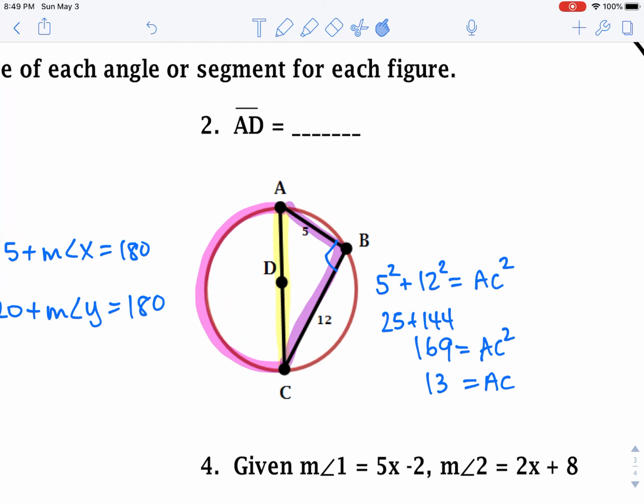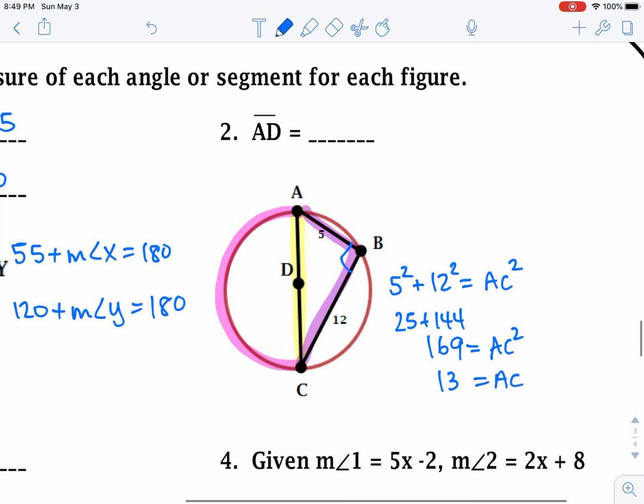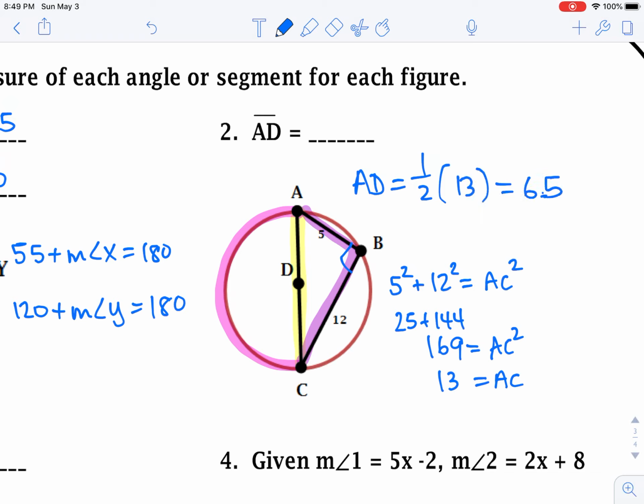That's the whole length of AC, but it wants AD, which is a radius. So AD equals 1/2 of 13, which equals 6.5.